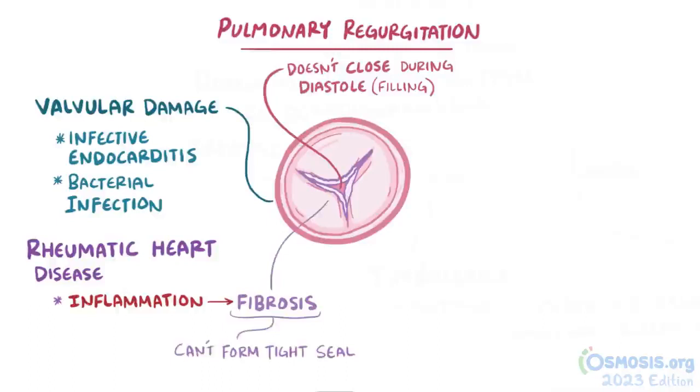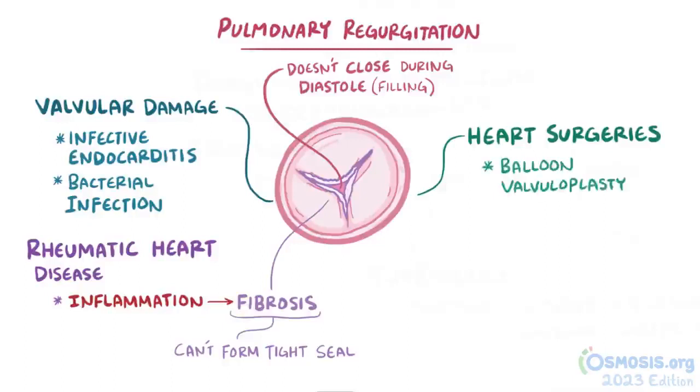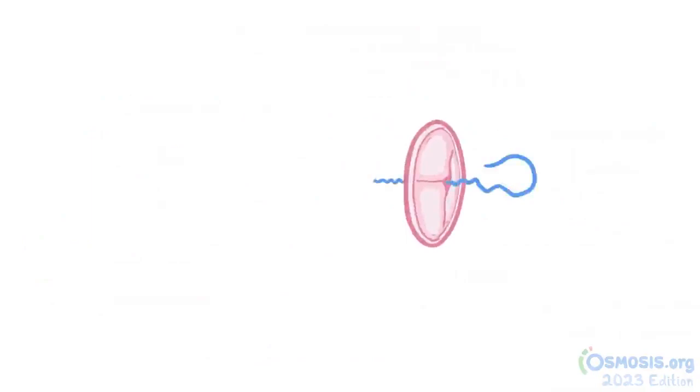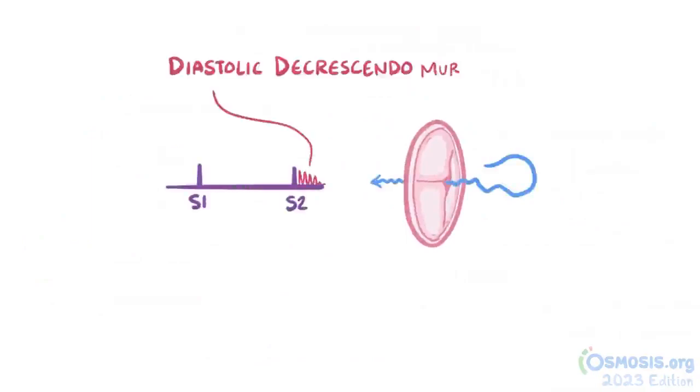Sometimes pulmonic regurgitation can be caused by previous heart surgeries as well, like a balloon pulmonary valvuloplasty for pulmonary stenosis that opens the valve too far, or a malfunctioning prosthetic valve. In pulmonary regurgitation, since blood's leaking back from the pulmonary artery into the right ventricle, there's a diastolic decrescendo murmur. It's considered a decrescendo murmur because it starts out loudest and then becomes more quiet over time.